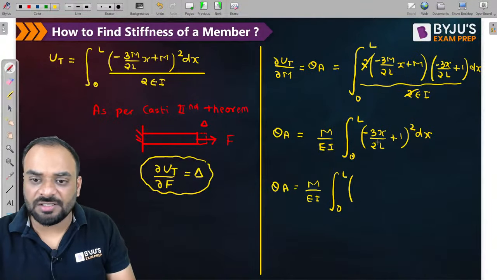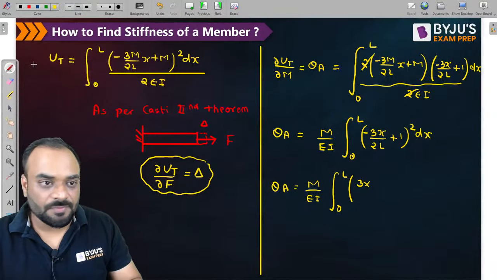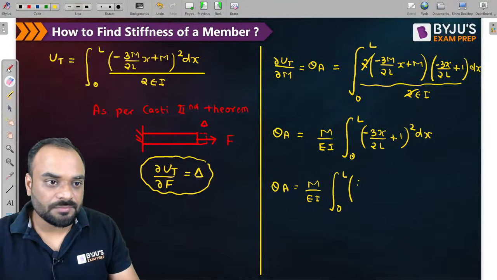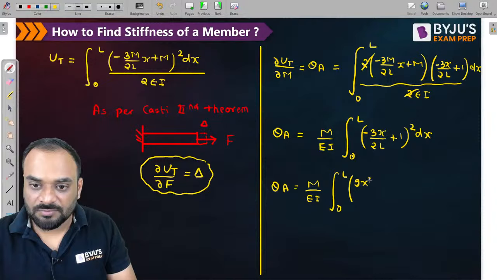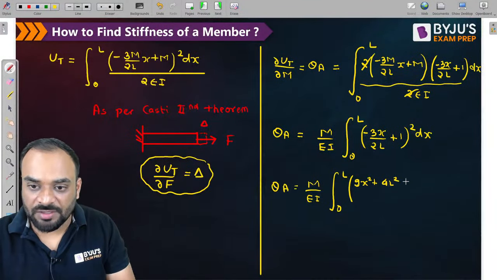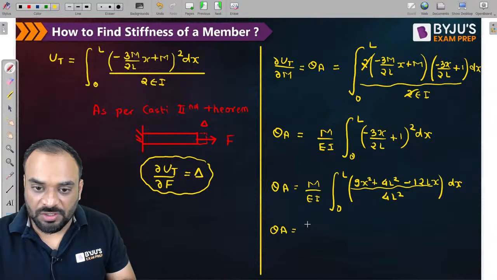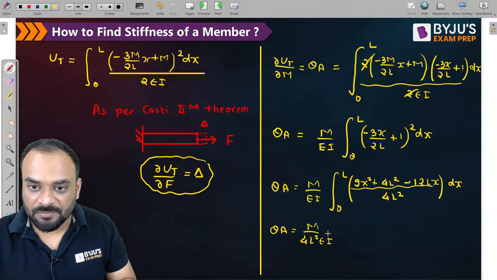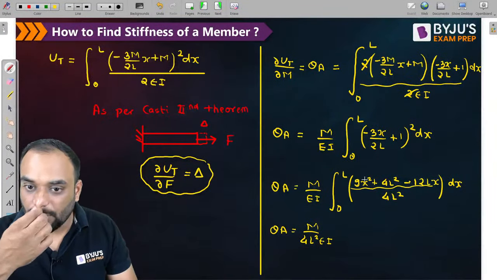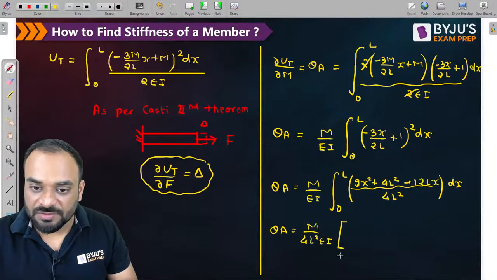Now let's expand the equation. So this value will be 9x square plus 4L square minus 12Lx, minus 2ab, that means, and this value will be 4L square, correct, and dx. So theta A is equal to M by 4L square EI. And now do the integration part, then we'll put the limit. So this is 0 to L.